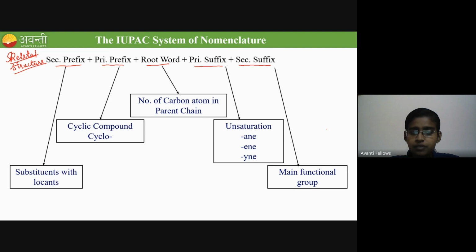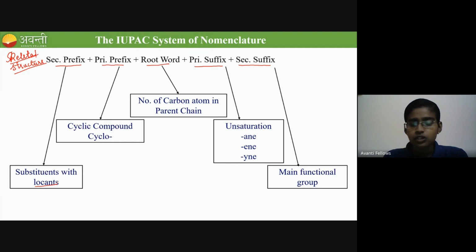And the secondary prefix are the substituents with locants. So who are the substituents? So in the last case, CH3 was there. So in the branch, that is a substituent. And Cl was there. That is a substituent. So those are the substituents which have to be written first in your IUPAC nomenclature. Okay, substituents with locants they are saying. I will tell you what is locant while discussing the rules for IUPAC. Got it? So these 5 consist of the skeletal structure of a given IUPAC system. Okay.